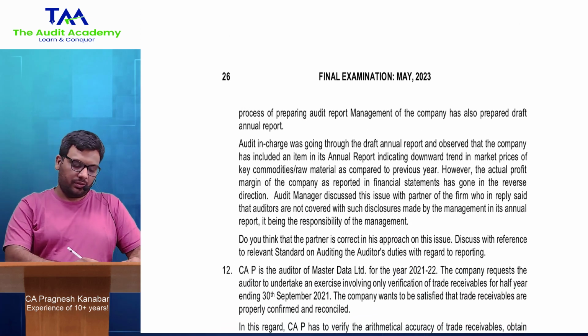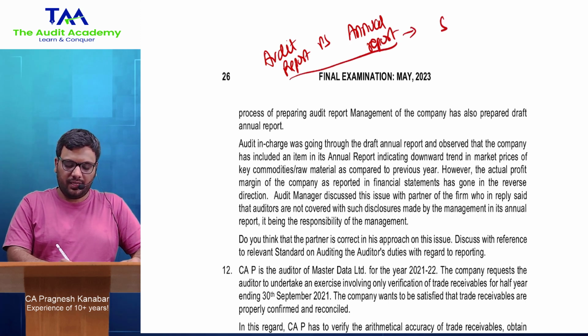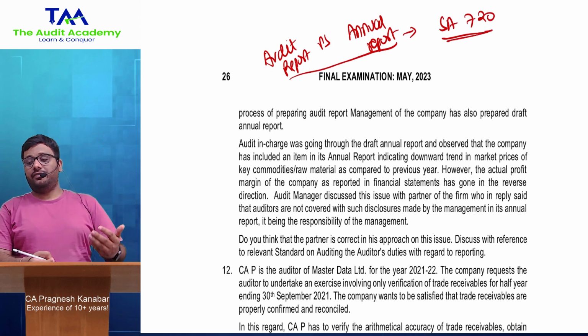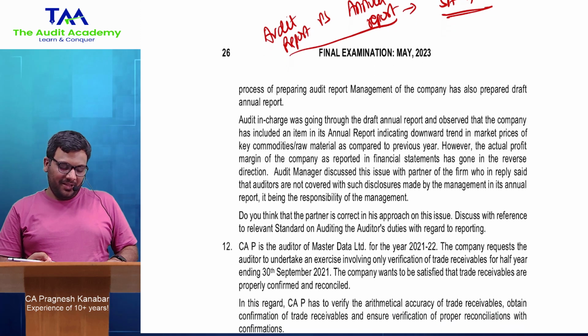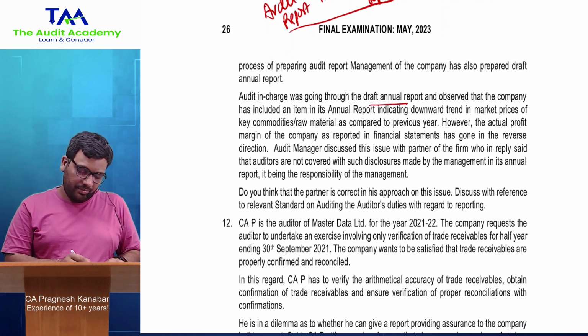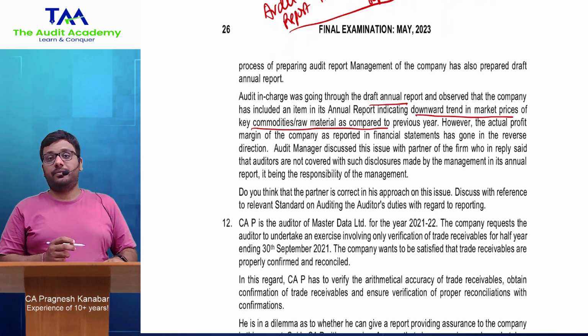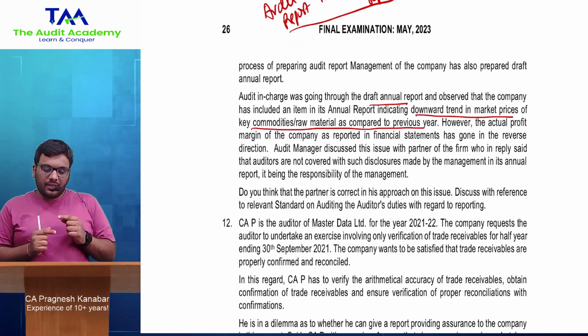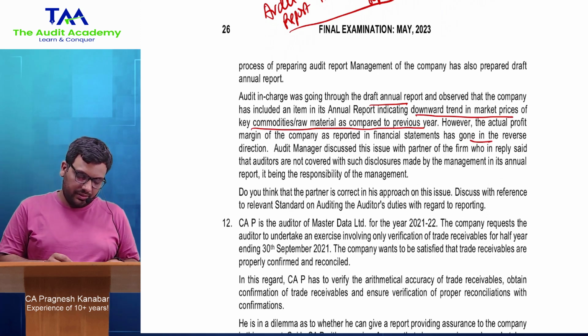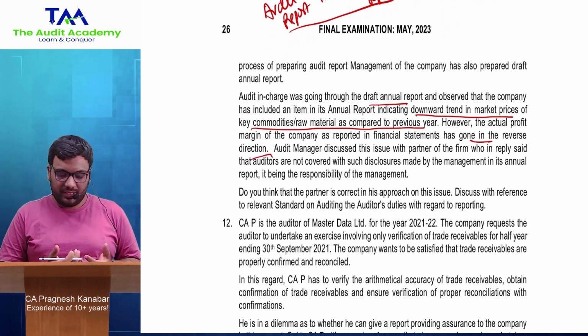Now, when they talk about audit report versus the annual report, no guess is required. That means they are talking about SA 720. All right, if you have left this in option, then God bless you. Audit in charge was going through the draft annual report and observed that the company has included an item in its annual report indicating a downward trend in market prices of key commodities and raw material as compared to the previous year. However, the actual profit margin of the company has gone in the reverse direction. So obviously there is an inconsistency, between what is reported in the annual report and what is there in the financial statements.